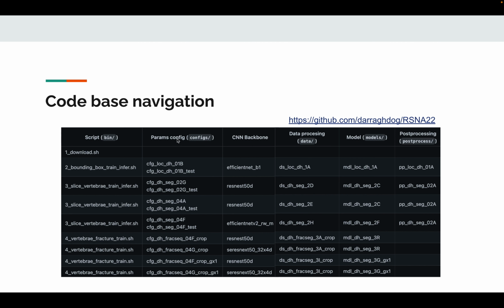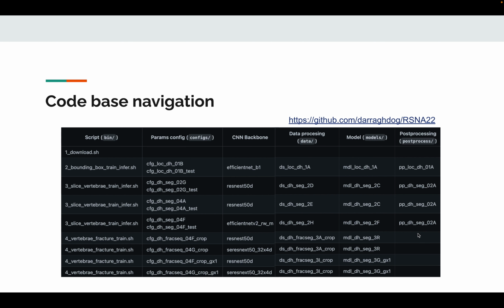In each config, we'd point to a data pre-processing script, which can be seen under the data folder, and the associated script you should be looking at that's associated with the config. It's also in the config file, but I laid it out in a table just to make it easier and make sure everything is in there. That would be the name of it, dsloc dh1a.py, and then the model code would be seen in the models folder.